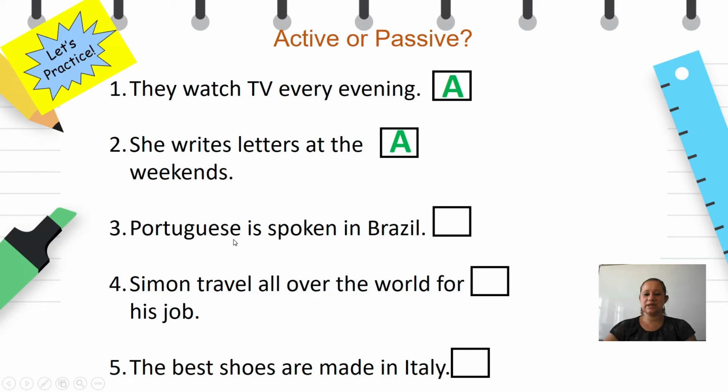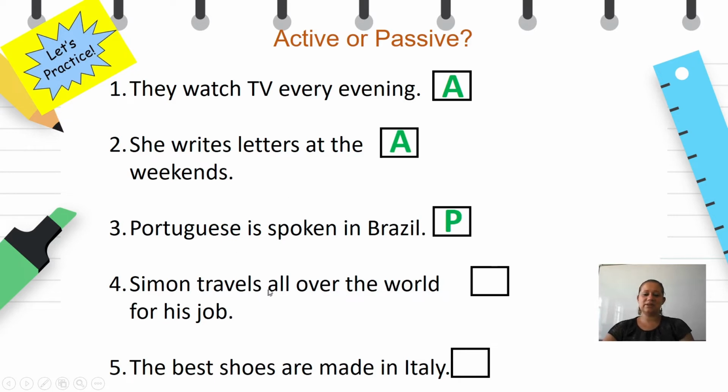Now, Portuguese is spoken in Brazil. What about this one? Is it mentioned who speaks the language? So we are just concerned about this fact that the language is spoken there. So this means that this sentence is passive. Very good. Simon travels all over the world for his job.